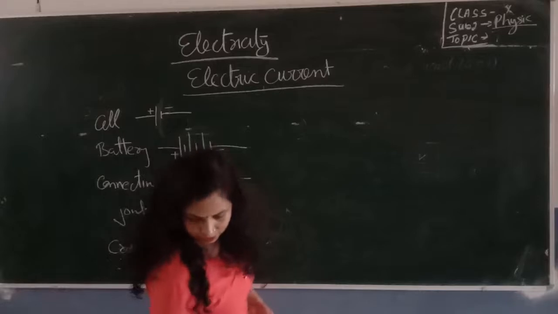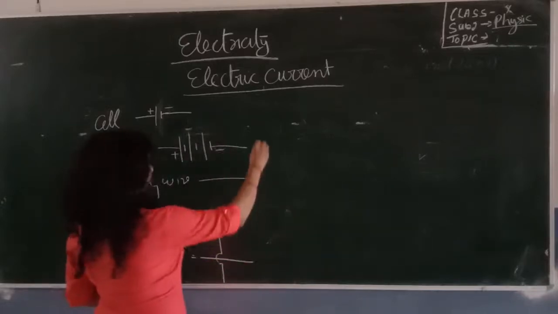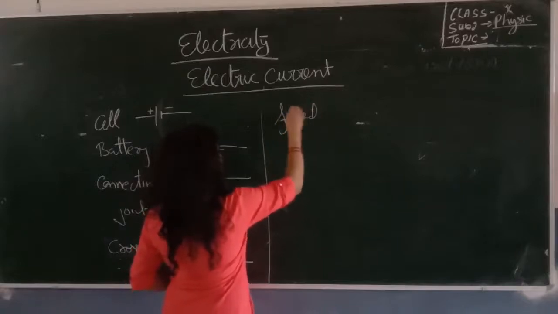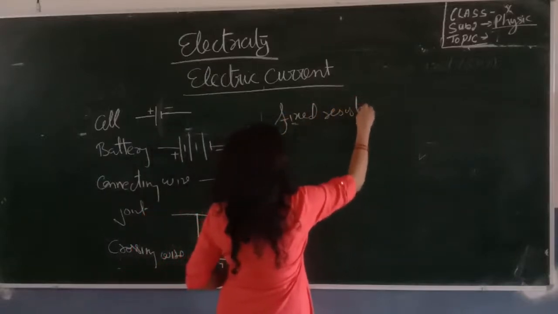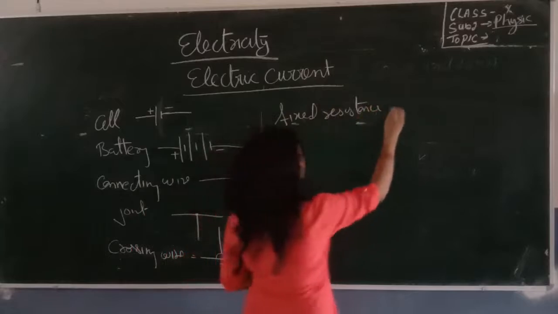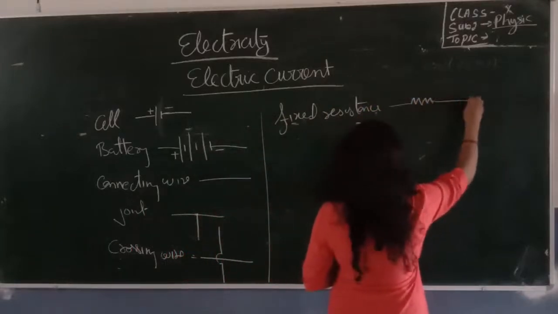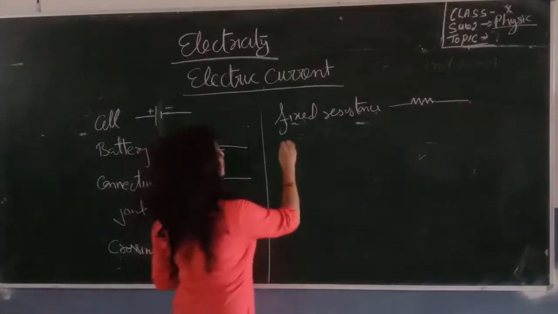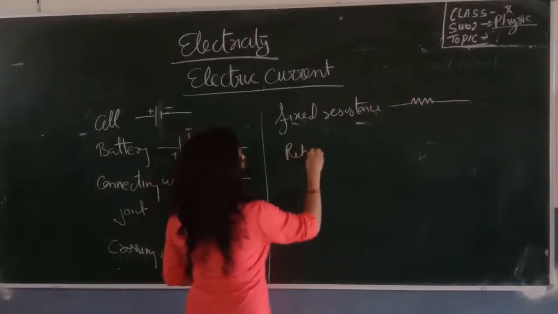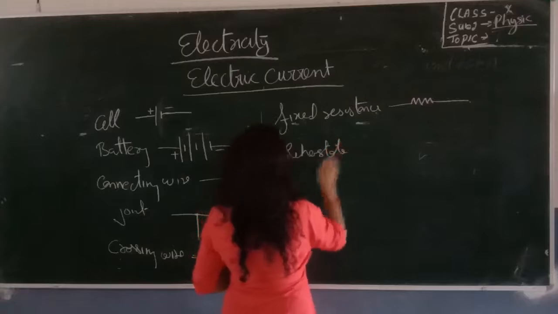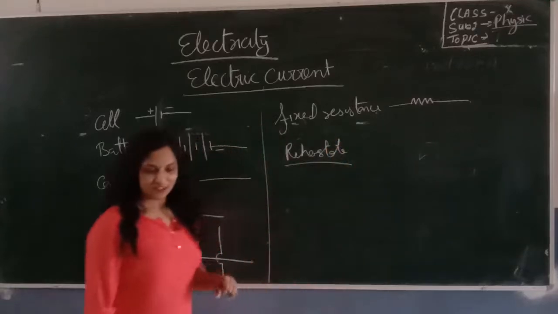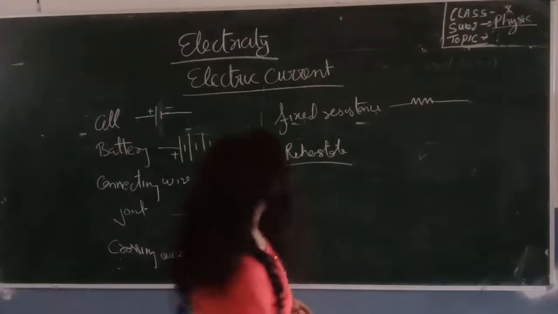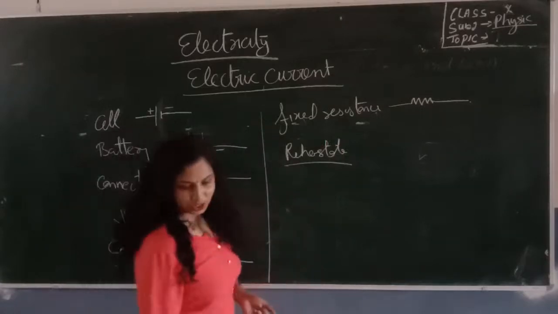And then the fixed resistance. Fixed resistance is represented like this. This is the resistance. And the next one is the rheostat. This is an important thing, a variable resistance. We will use it in our practical lab. The rheostat.